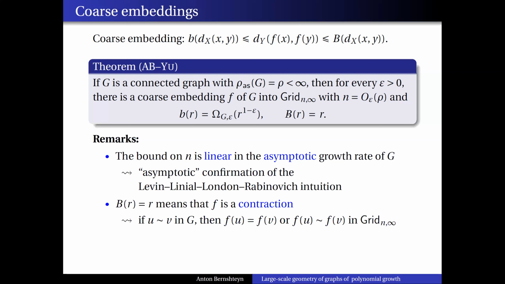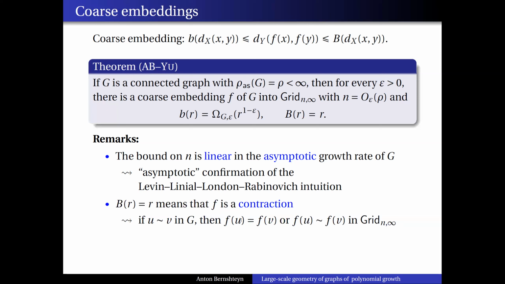Also, this bound on the growth rate means the function is a contraction. On graphs, contractions behave very nicely. They're almost homomorphisms. If two vertices are adjacent to each other in the graph G, then their images in this grid have to be either just equal to each other or again adjacent. That's what it means for a function to be a contraction. So in other words, you're allowed to contract some edges, and the rest of the vertices are distinct from each other.